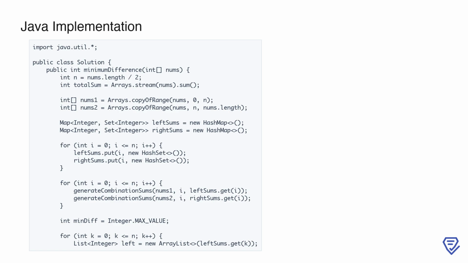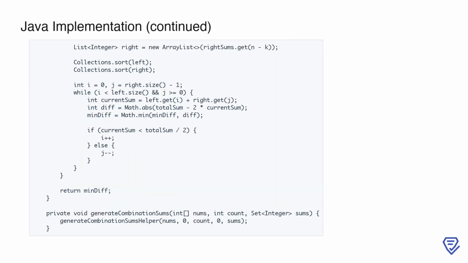These will store all possible subset sums for each half of the array, grouped by the number of elements in the subset. For example, leftSums.get(2) will contain all sums obtainable by selecting two elements from nums1. We initialize these maps with empty sets for each possible subset size, from 0 to n. Finally, for each subset size, we call generateCombinationSums to populate these sets with all possible sums for both halves of the array. This ensures that we have pre-computed all potential subset sums before moving on to minimize the difference.